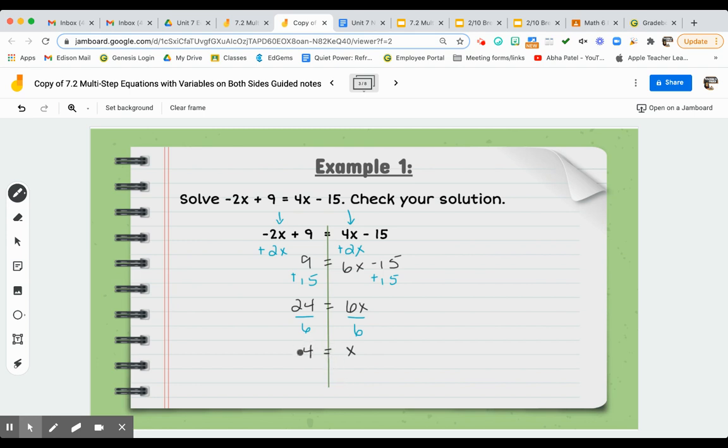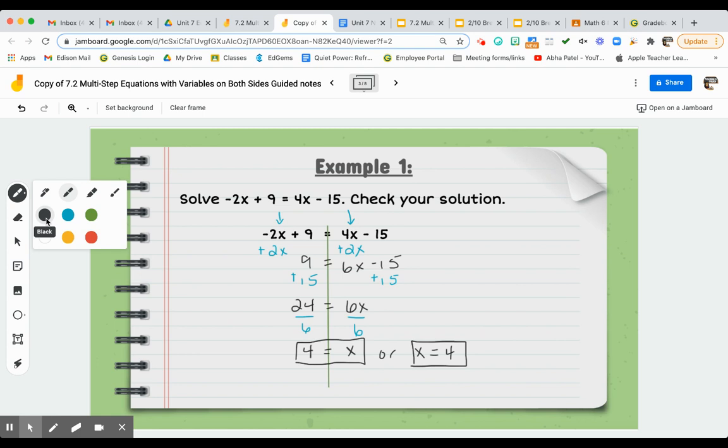It depends on your teacher. You can leave it like this, or sometimes your teacher will require you to keep the x on the left side, so you can write it as x equals 4. And if you check your solution for this, wherever you see the x, you substitute that value in. So I'm going to show this first problem with it substituted in there.